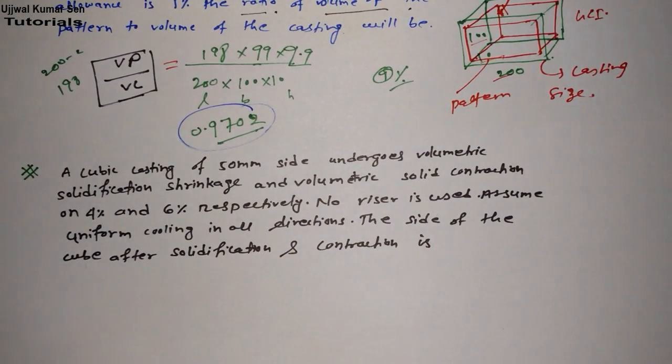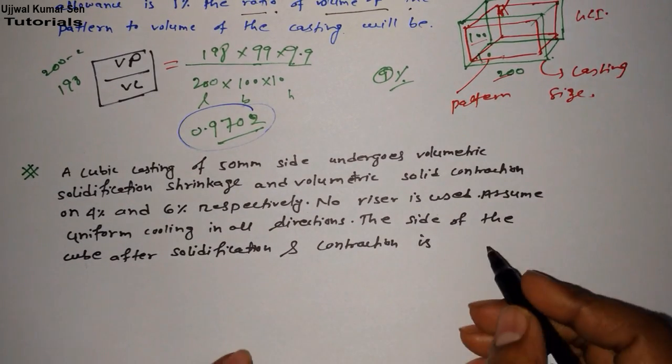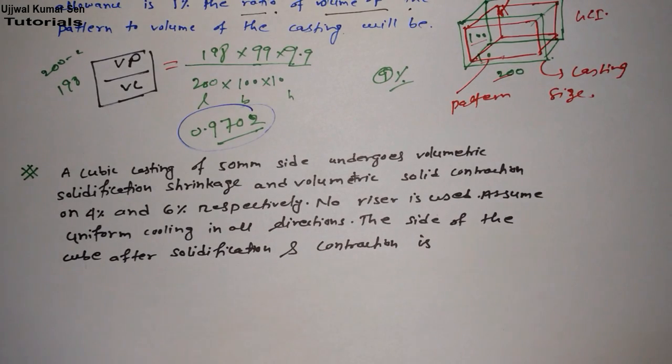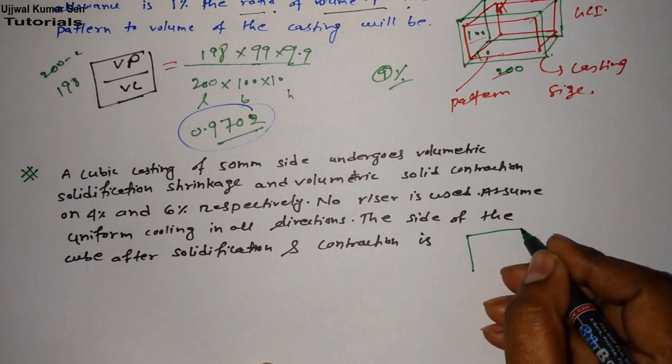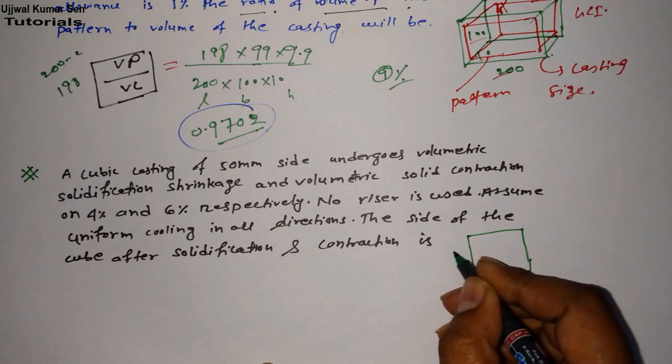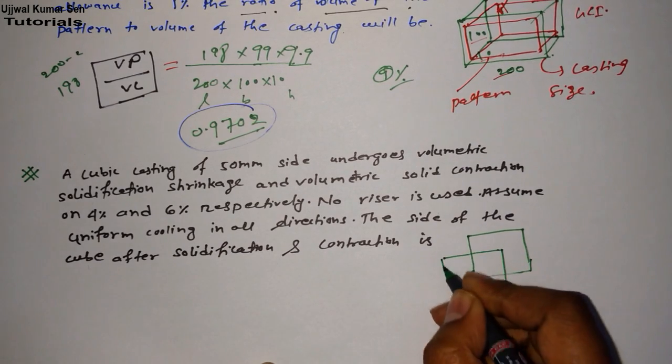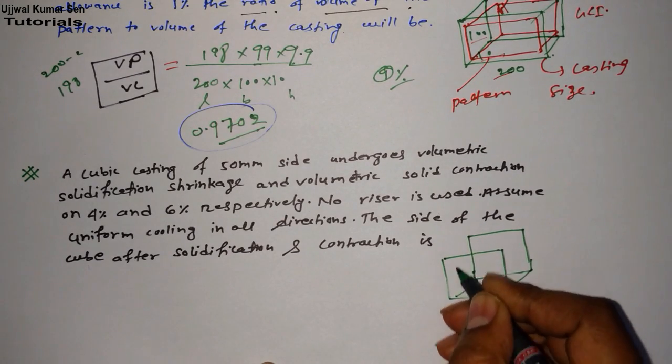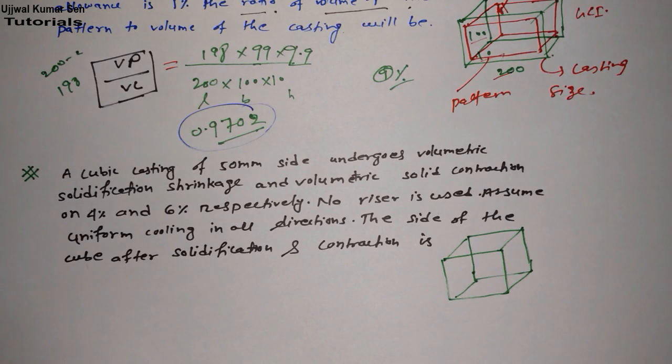Now another question we got. This is also related to it. A cubic casting of 50 mm side. So first of all, let me draw, and I am sharing with you. Don't draw these diagrams in the examination. I am sharing this drawing because probably you are beginners. If I will not draw all these, then probably you will not understand what I wanted to make you understand right away.